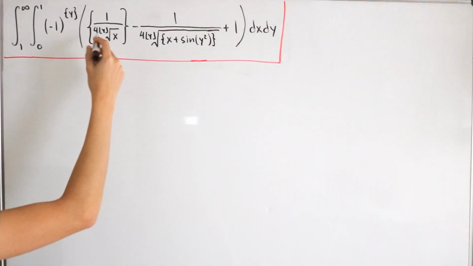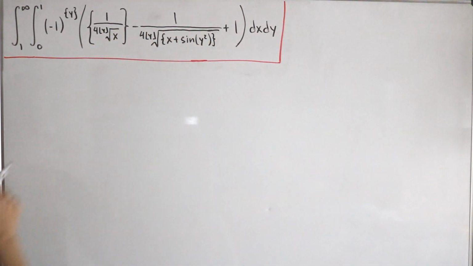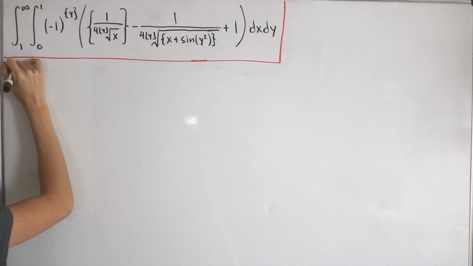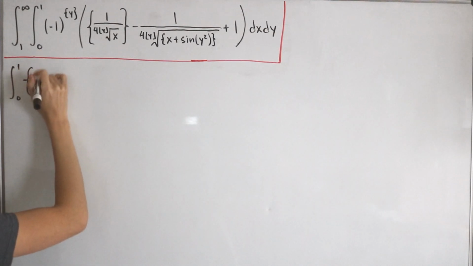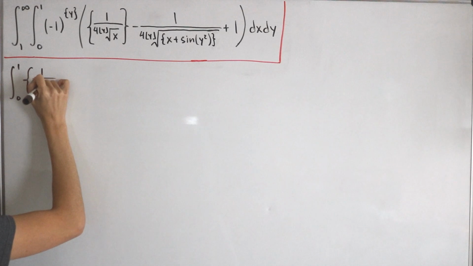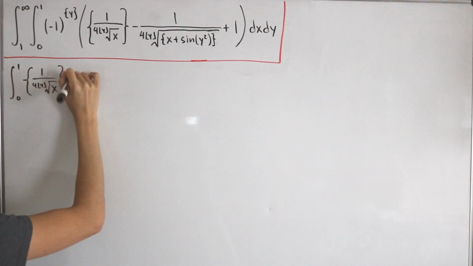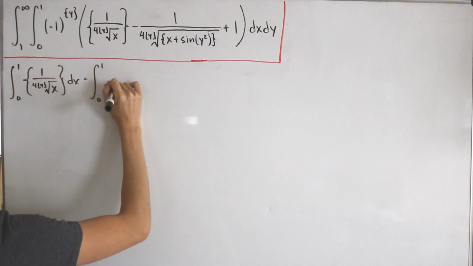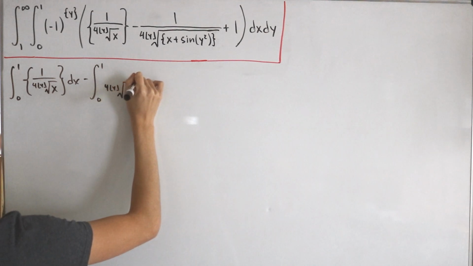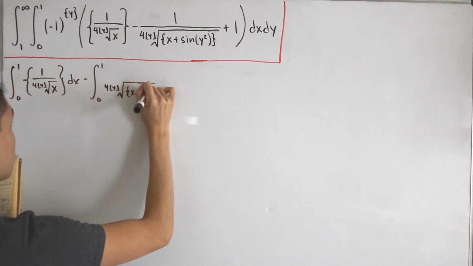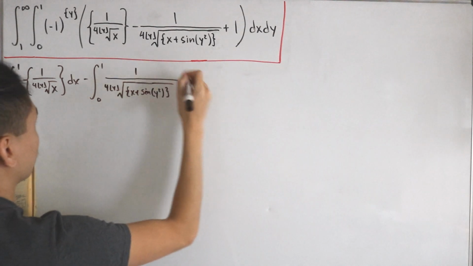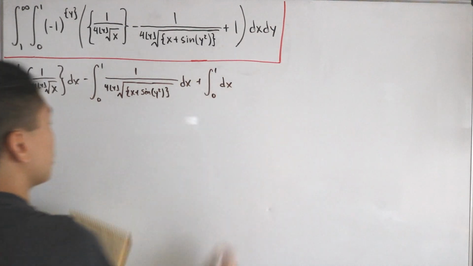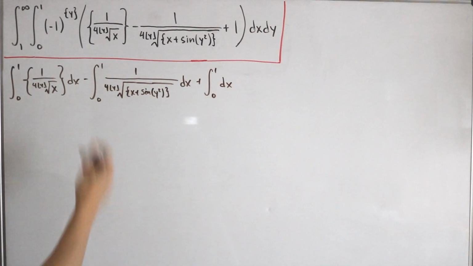As mentioned, we'll be focusing on the inner integral, in the parentheses, and we can use some linearity. So we'll split this up into three different integrals as a sum. We have the integral from 0 to 1 of the fractional part of 1 divided by 4y root of x, dx, then subtract the integral from 0 to 1 of, let me first write the denominator, 4y root of the fractional part of x plus sine of y squared, and the numerator is 1, dx, and then add the integral from 0 to 1 of just dx. Out of all these three integrals, you can figure out which is the easiest to evaluate.